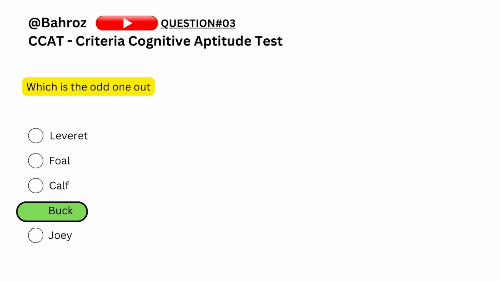Question number 3, which is the odd one out? Leopard, fowl, calf, buck, joey. All of them are baby animals except for the buck. So buck is the odd one out.